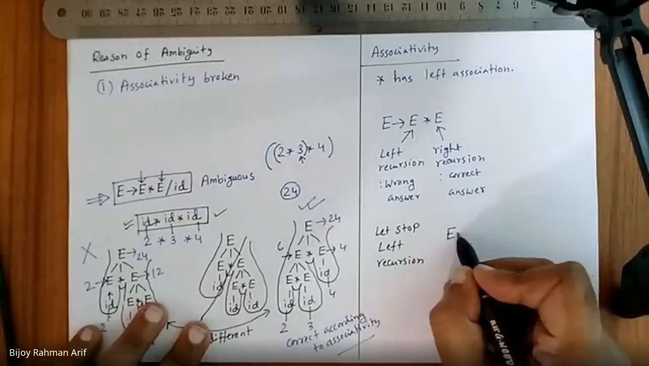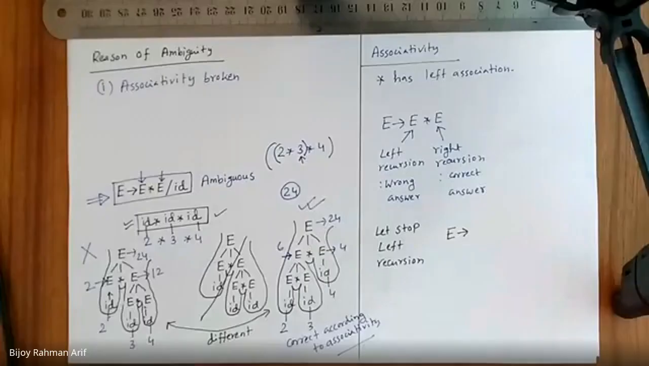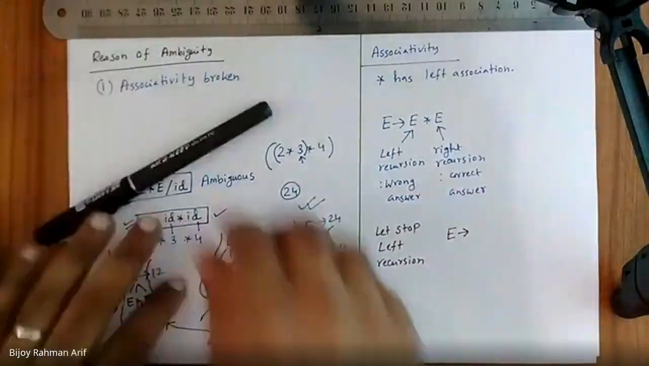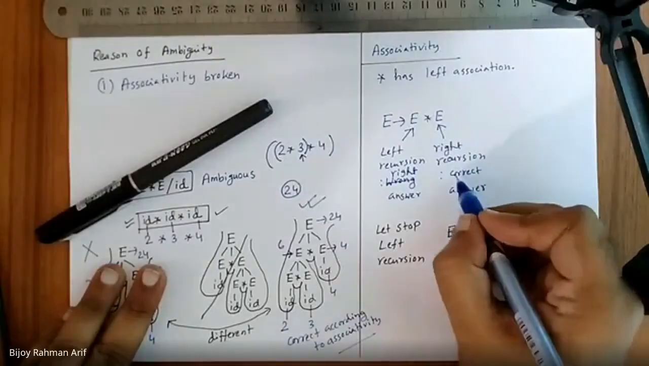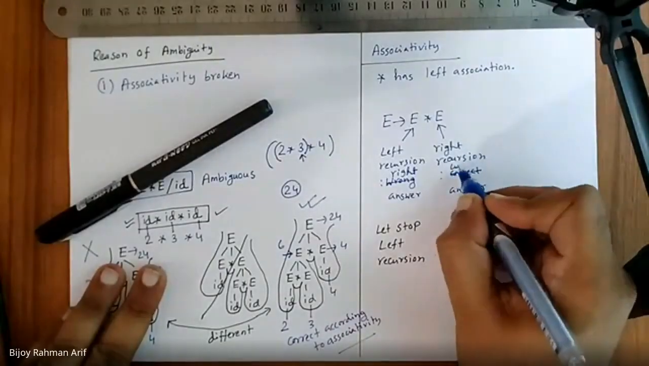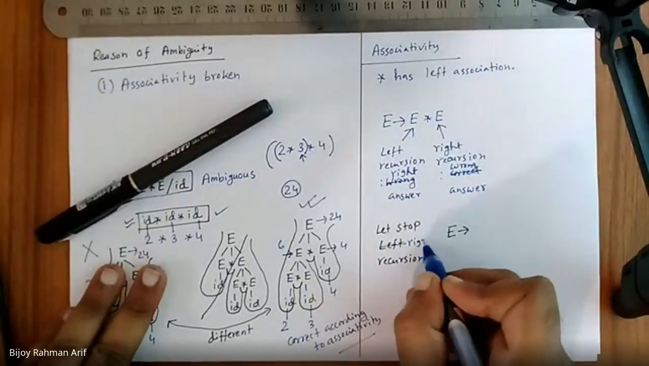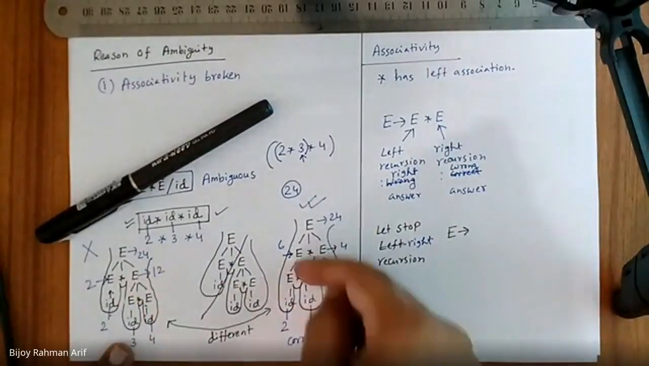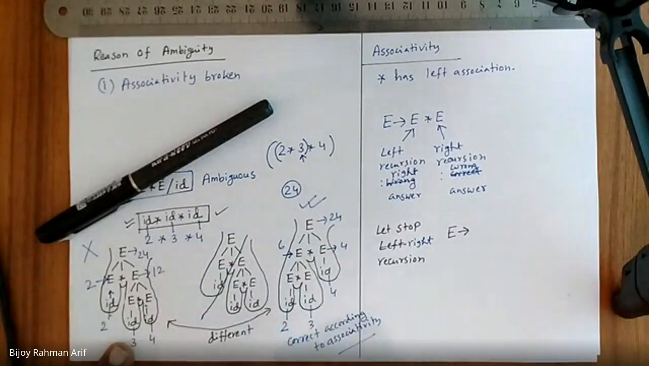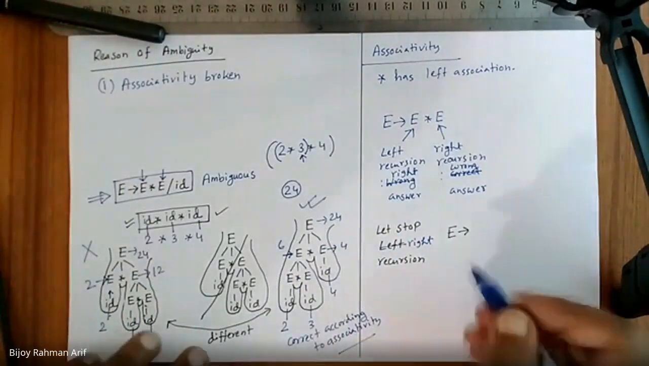E derives T star E. I'm wrong, guys. Because of left recursion, we are getting the right answer. For right recursion, we got the wrong answer. So let's stop the right recursion. For left recursion, we got the correct answer. For right recursion, we got the wrong answer. So we have to stop the right recursion.